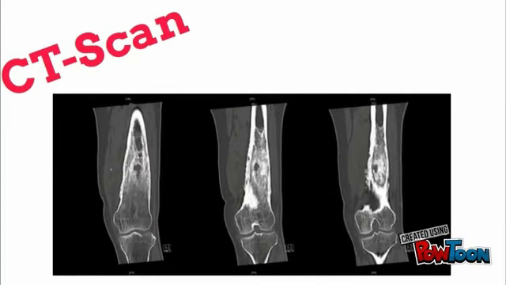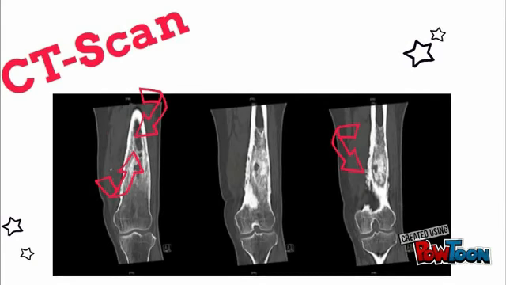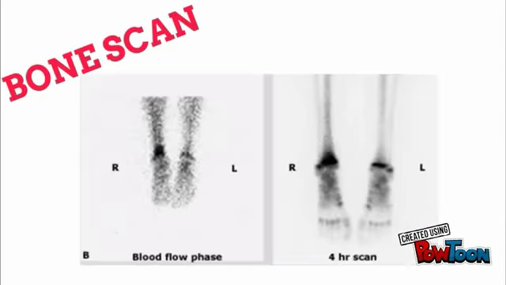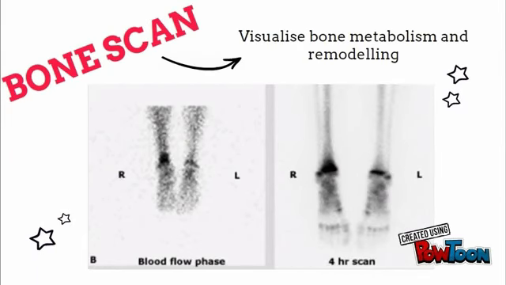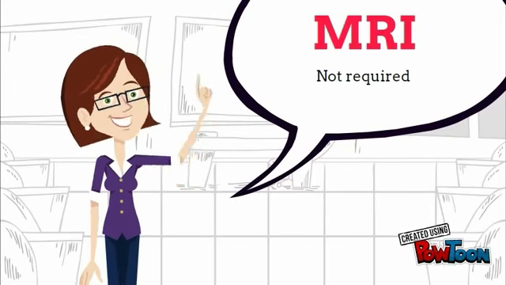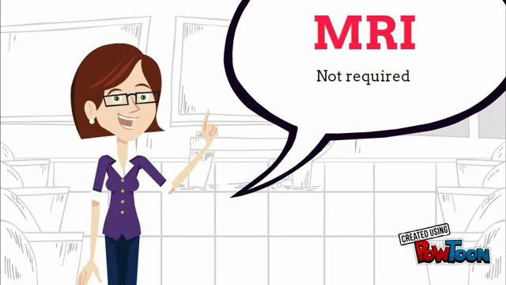CT scans can show various pathology associated with osteomyelitis, such as cortical destruction, periosteal reaction, periosteal purulence, sequestrum, and lytic lesions with or without surrounding sclerosis in the metaphyseal area. Bone scans are usually best for early detection of bone infection, as they can confirm the diagnosis within 24 to 48 hours. They can localize the focus of infection by visualizing bone metabolism and bone remodeling, which other imaging techniques cannot. Here one can see the increased uptake in the right distal tibia, indicating metaphyseal osteomyelitis of the bone. MRI scans are not required for the diagnosis of osteomyelitis, but can help to show surrounding soft tissue pathology and inflammatory changes.